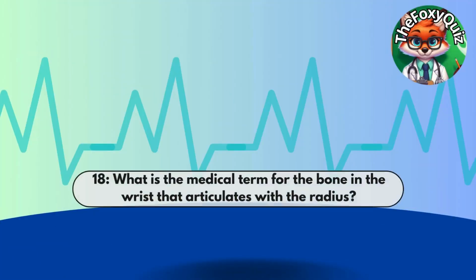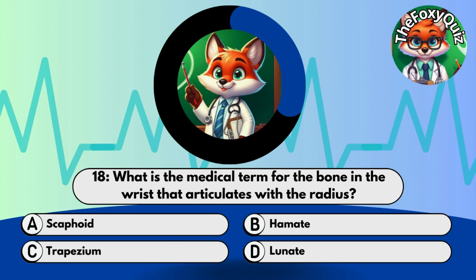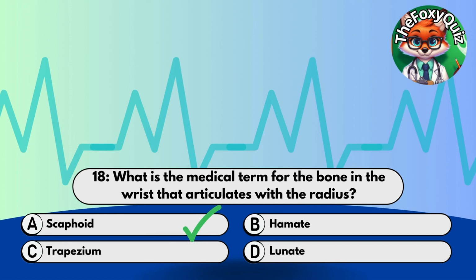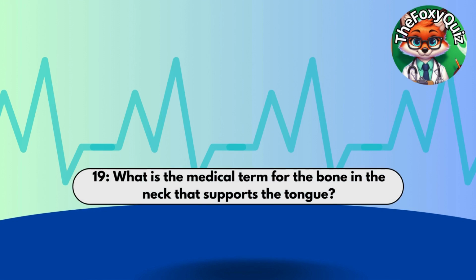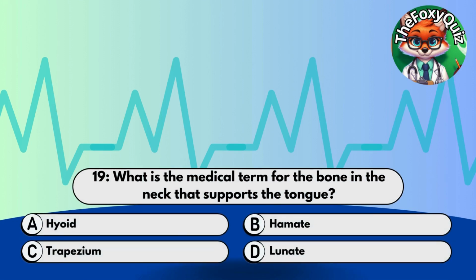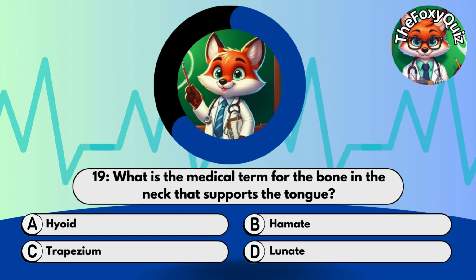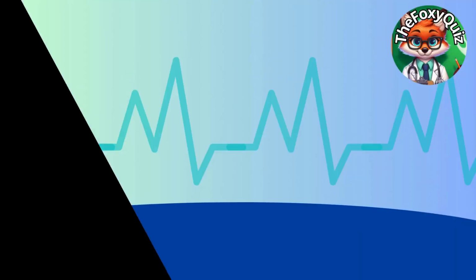Question 18. What is the medical term for the bone in the wrist that articulates with the radius? Select your answer. A, B, C, or D. Answer A, scaphoid. Question 19. What is the medical term for the bone in the neck that supports the tongue? What would you pick? A, B, C, or D? Answer A, hyoid.